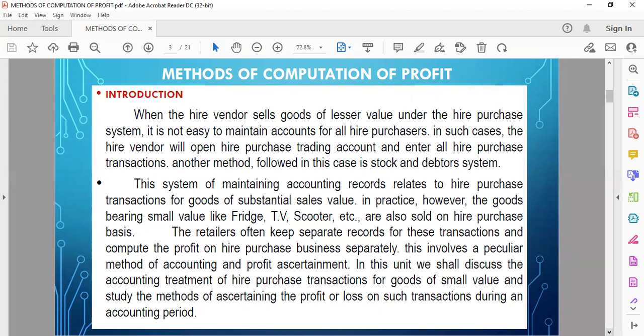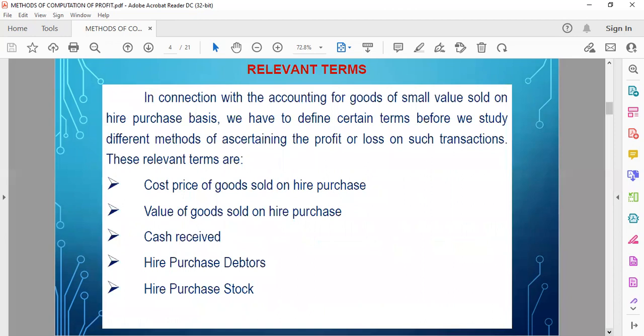In this unit, we shall discuss the accounting treatment of hire purchase transactions for goods of small value and study the methods of ascertaining the profit or loss on such transactions during an accounting period. Next, we can see the relevant terms related to this.